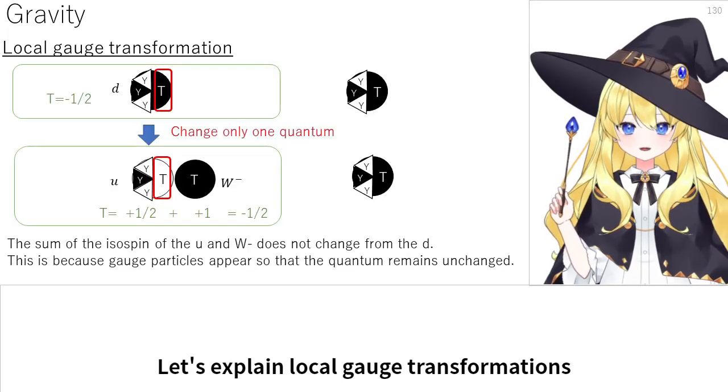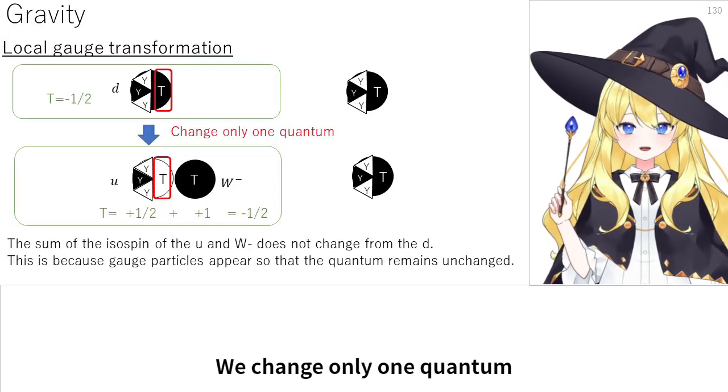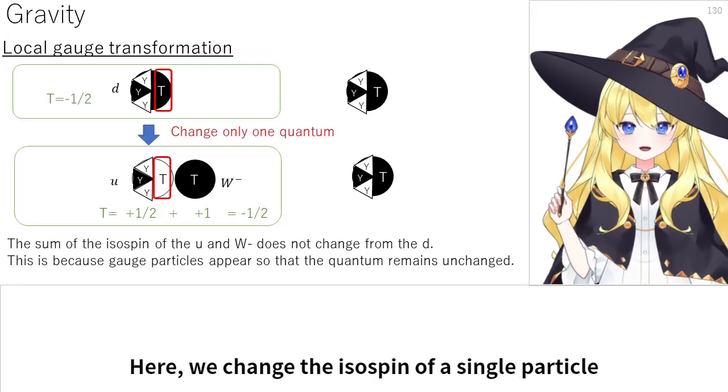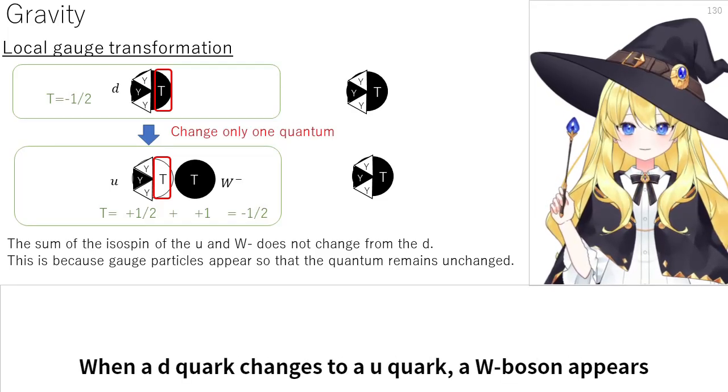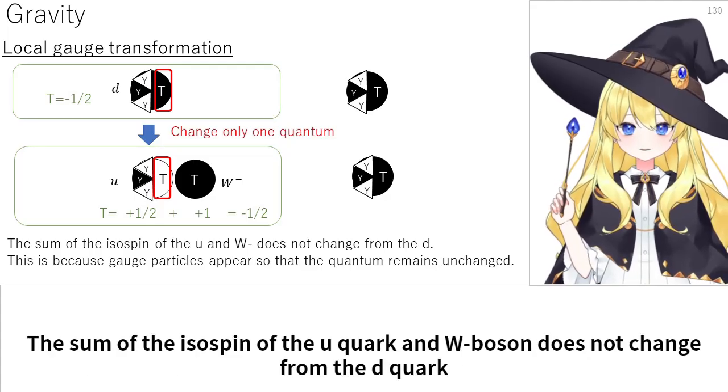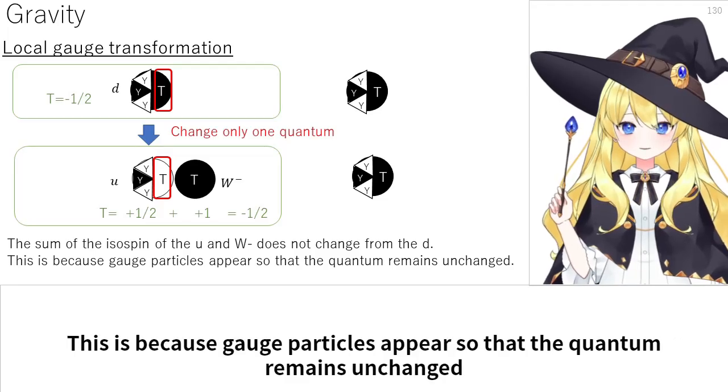Let's explain local gauge transformations. We change only one quantum. Here, we change the isospin of a single particle. When a d quark changes to a u quark, a W boson appears. The sum of the isospin of the u quark and W boson does not change from the d quark. This is because gauge particles appear so that the quantum remains unchanged.